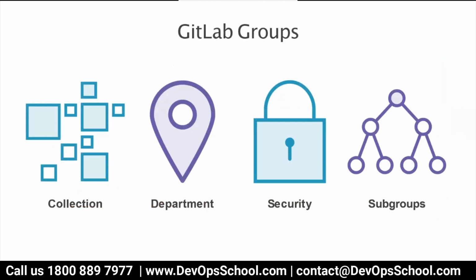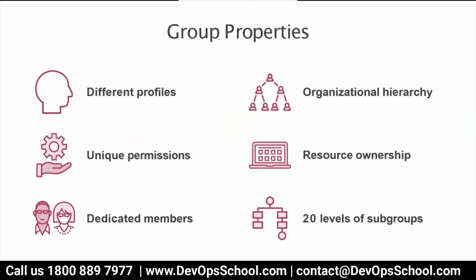So what is a GitLab group? A GitLab group is a collection. It can be a collection of projects or departments, or maybe for security reasons you want to create a group, you can do that. You can have subgroups also. Now, group properties. Here you can have different profiles, a unique permission set you can set at the group level, dedicated members you can have for the groups, organizational hierarchy representation, and resource ownership you can set at the group level, and 20 levels of subgroups you can create at the group level.